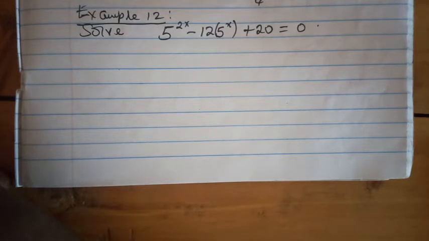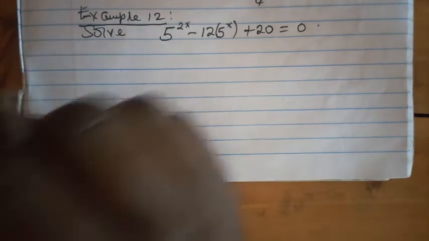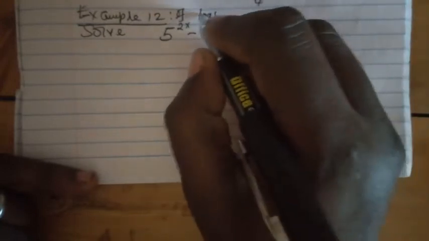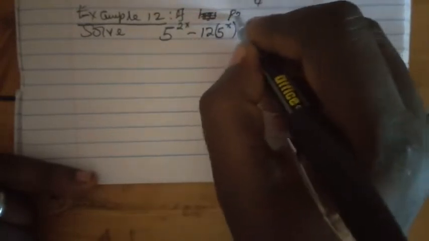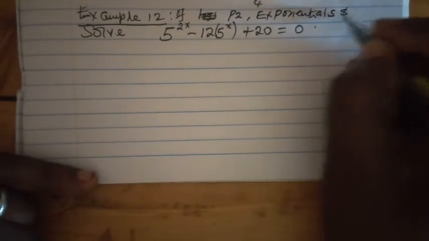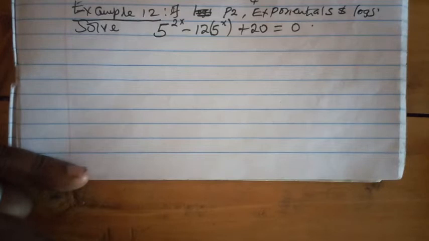We are looking at example 12 of logs, exponential and logs, of Pure Mathematics 2. We are looking at example 12 of P2 exponential and logs. That is topic number 3, chapter 3.